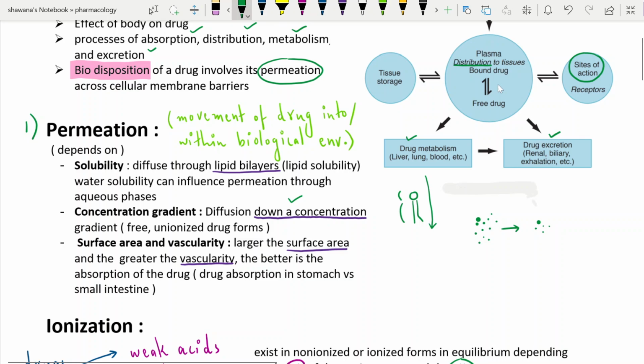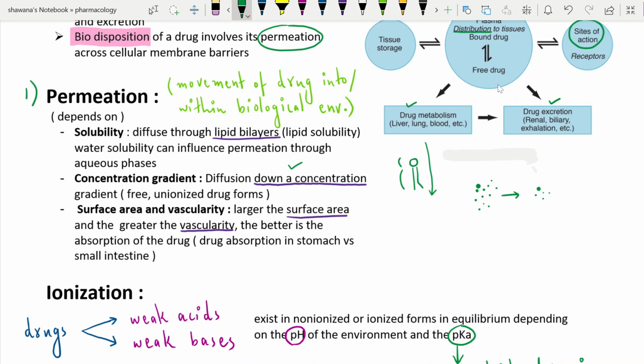The third is the surface area and vascularity. An example is the stomach versus the intestine. The stomach has less surface area, and the intestine has a larger surface area, and also has a larger vascular supply through the arteries. So permeation also depends on the surface area and vascularity. Three factors: the solubility, concentration gradient, and surface area.